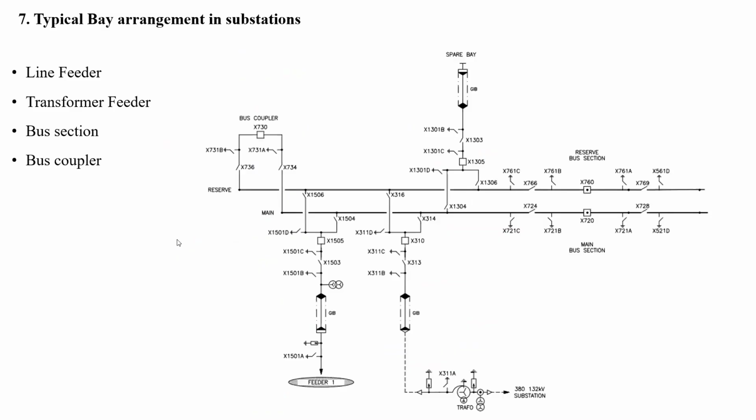And generally, if you consider any substation, there will be some typical bays. That is line feeder, transformer feeder, bus section, bus coupler. Based on this, we can discuss what protection functions are to be considered in the line bay, transformer bay, bus sections and bus couplers, as well as the busbar protection. We can discuss one by one.